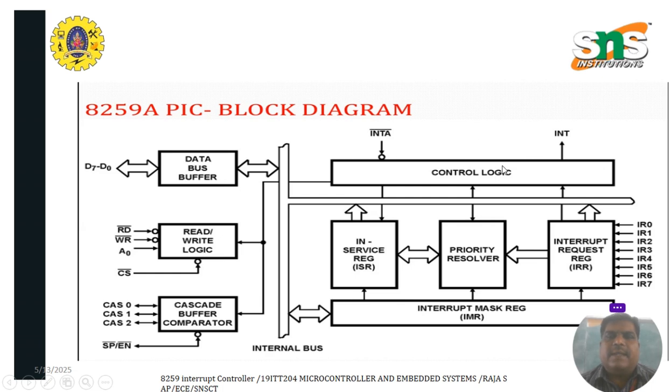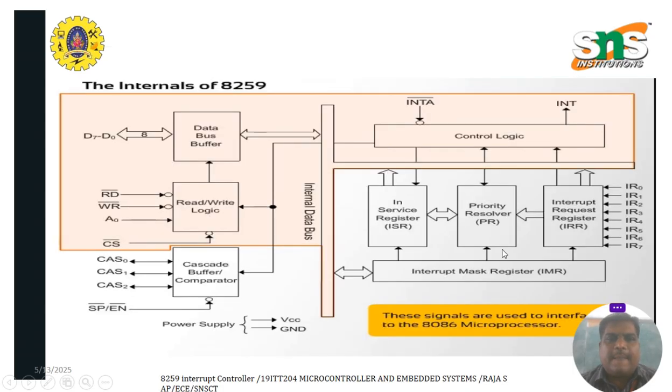The next is the control logic block. Control logic means the 8259A will decide whether we want to do the interrupt. Once the interrupt is completed, it can send an interrupt acknowledgement signal to the 8086, a message that whatever interrupt you have given will be completed. So this INT and INTA, the acknowledgement pin, are both used for interrupt acknowledgements. Now this is the very important block: the interrupt mask register, in-service register, priority resolver and interrupt request register. Now we will see them one by one.